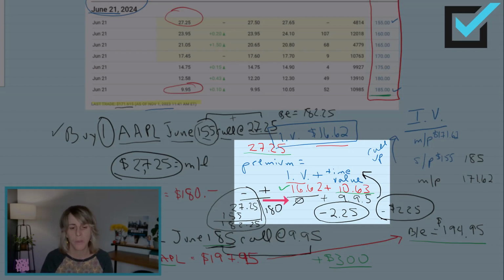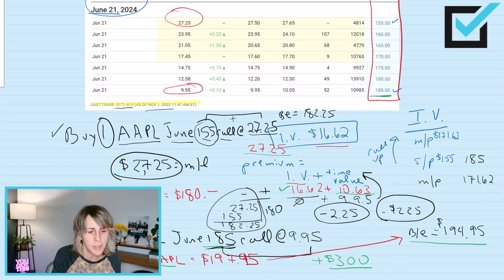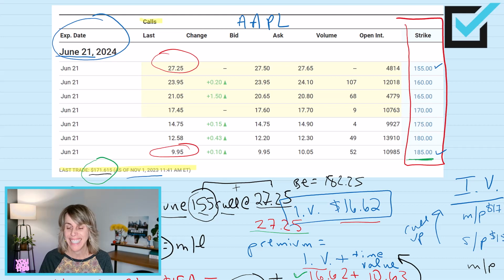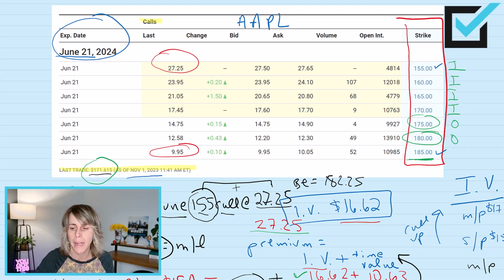So let me just continue here with this. 171.62, because I'm silly, is the market price, current market price. And this option here with a strike of 180, in the money or out of the money? Out of the money. What about 175? Out of the money. What about 170? In the money. 165 in the money, 160 in the money, 155 in the money. So that it has intrinsic value when it's in the money.